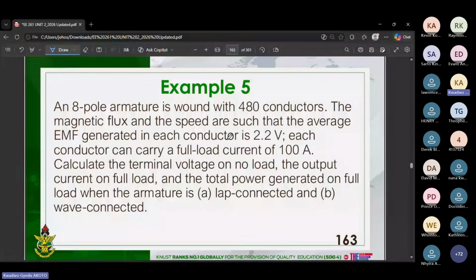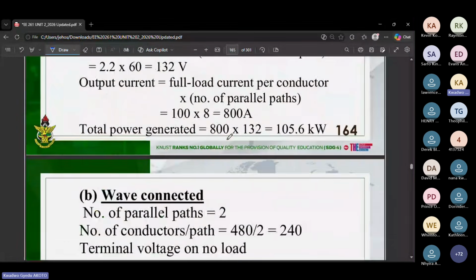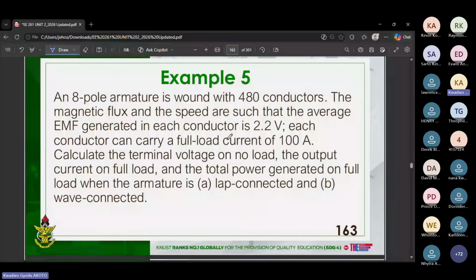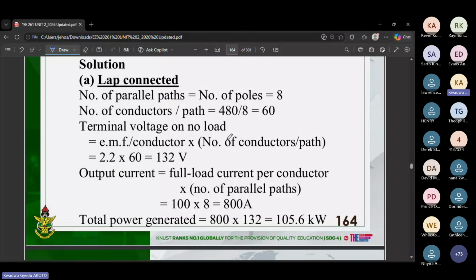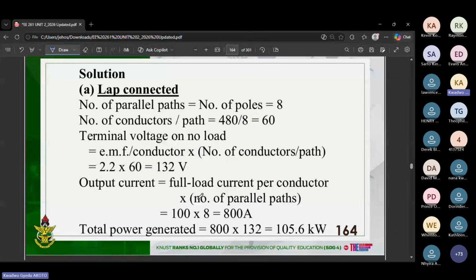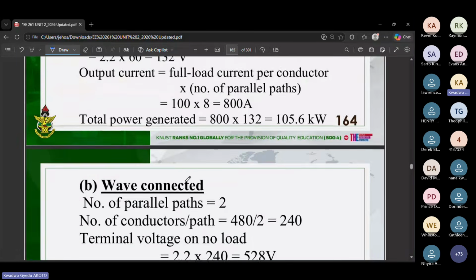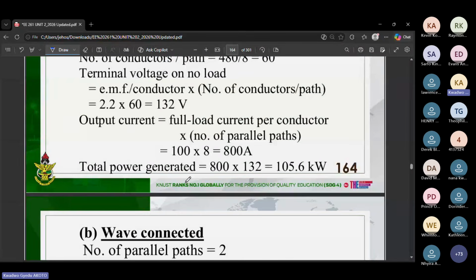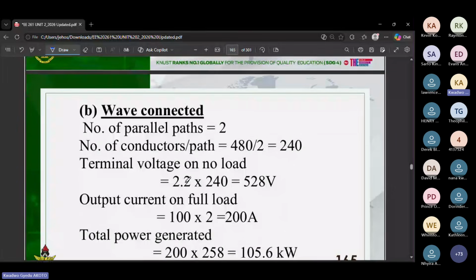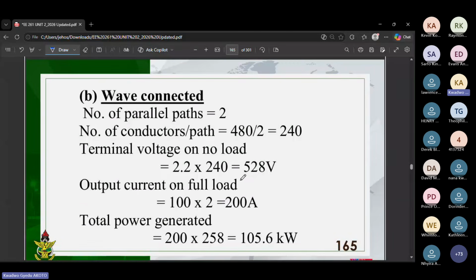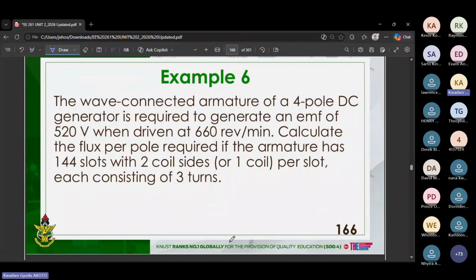Example 5. This example 5 talks about the comparison between lap and wave. Okay, so we are going to realize that for a lap connected, current is going to be 800, voltage is going to be 132. So for lap connected, as we've already spoken about, you get more current, less voltage for the same power. And then for wave connected, more voltage, less current, but still the same power. Okay, so let me skip example 5. You can check that one out on your own as well. If you check it out and you have any question, you can just reach out to me.